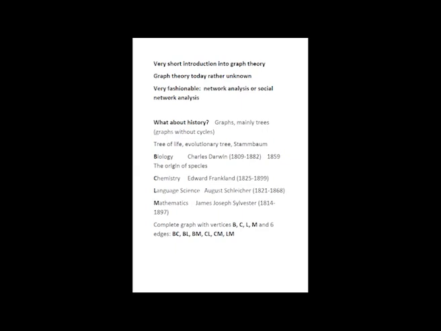And now we come to a historical period of the middle of the 19th century, where all these four fields were quite close together. So this is biology, say Darwin, chemistry, language science, August Schleicher was mentioned in the morning, and mathematics. These are just a few names. I could add more names. And we can build a complete graph with these four vertices, B, C, L, M, and six connecting edges. Again, it's the same graph.